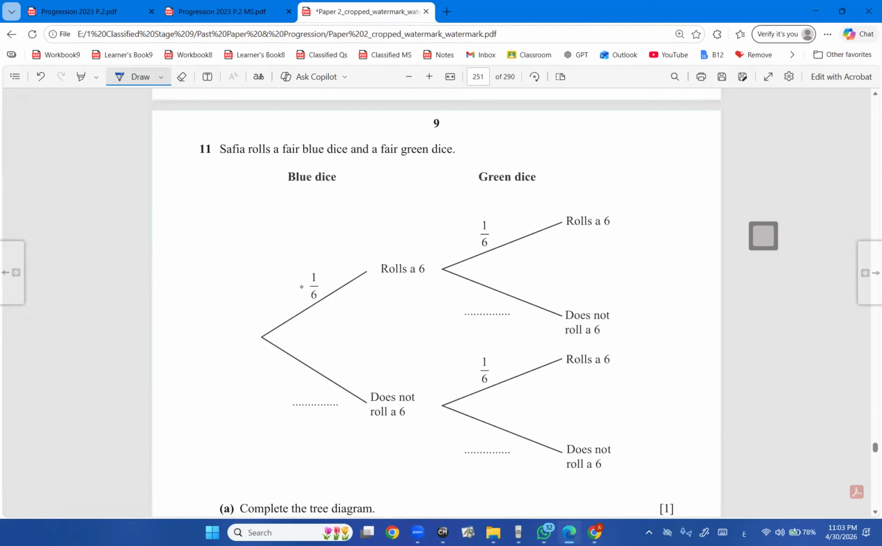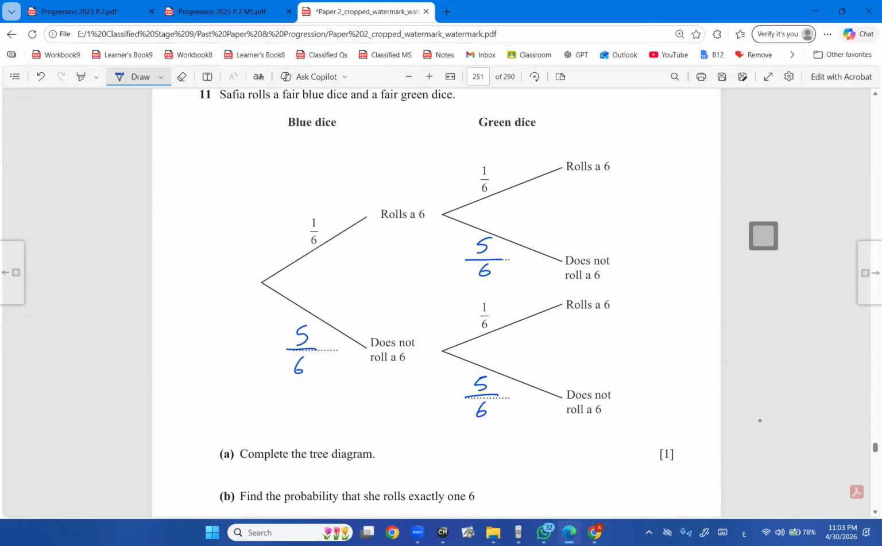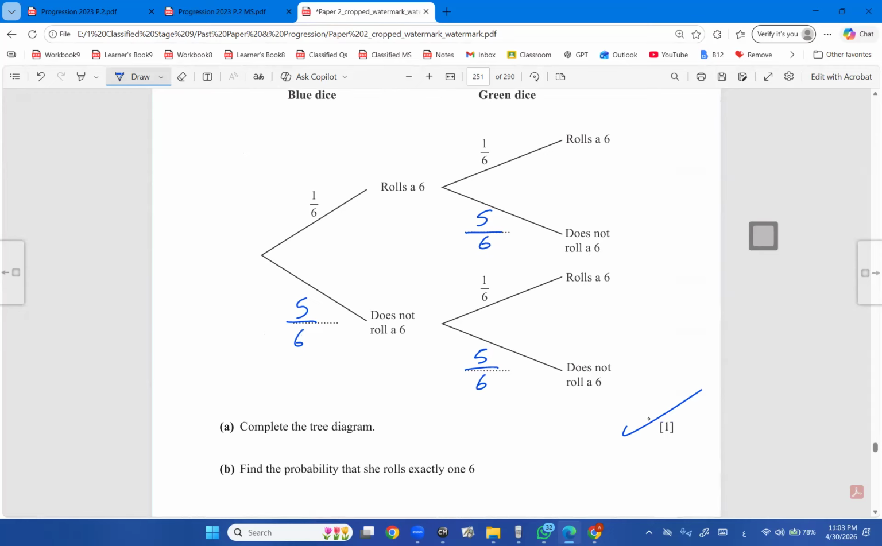All right, over here, they're telling you that rolling a 6 is 1 over 6. So does not roll a 6 is the rest, 5 over 6. Same over here. But now we completed the tree diagram. Find the probability that she rolls exactly one 6.